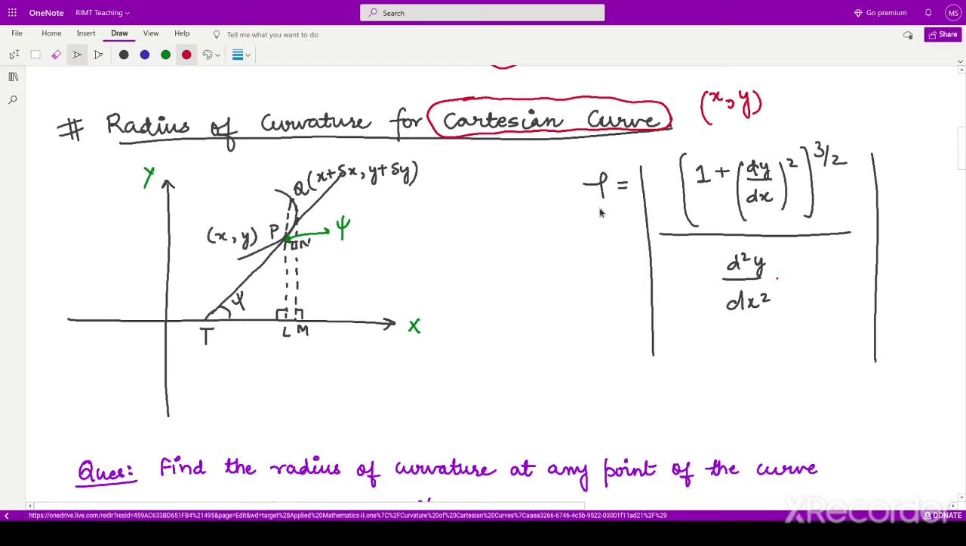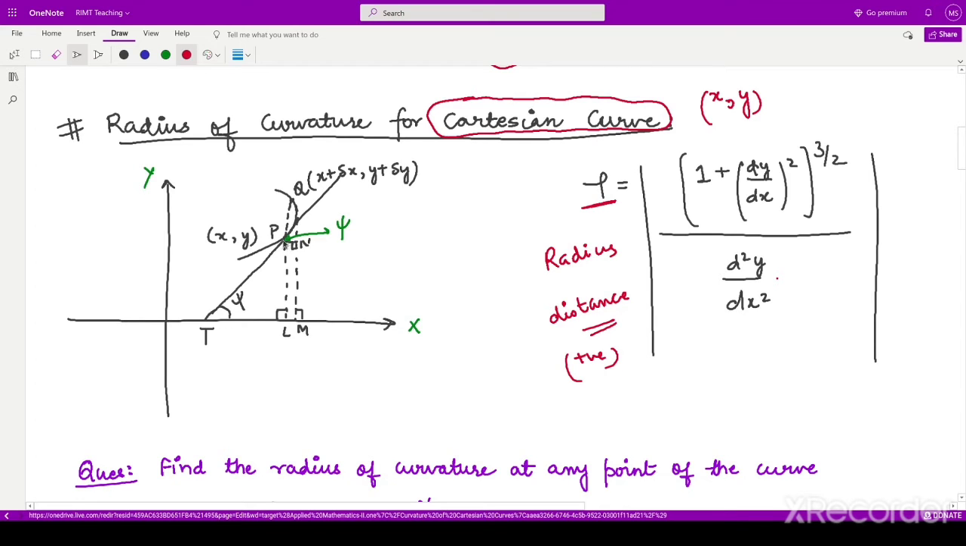Why modulus? Because it represents the radius of curvature. And what is radius? Radius is distance, so it should be a positive quantity. So here this is our x-axis, this is y-axis, and suppose we have the same figure.